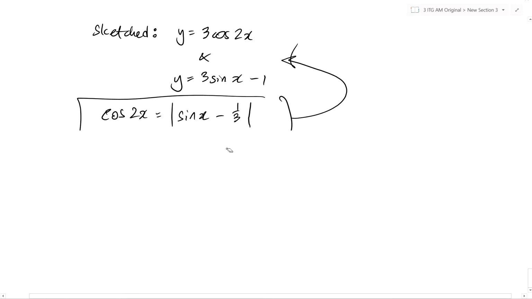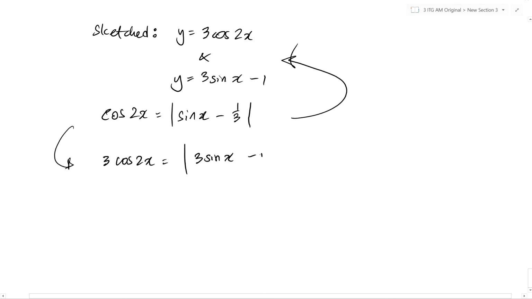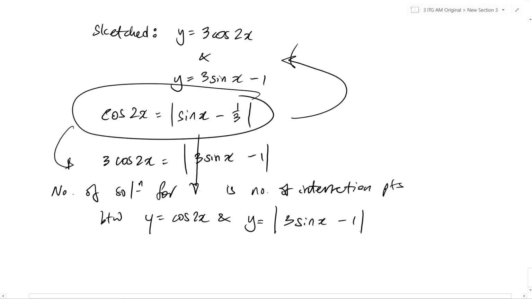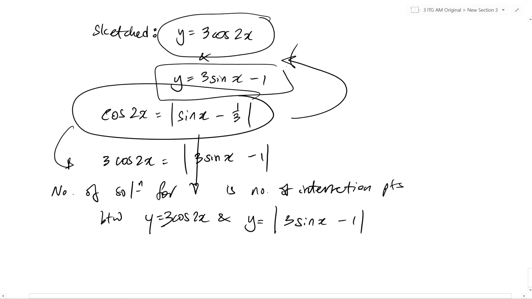So let me show you. From here, my next step, I'm going to multiply throughout by 3. So I get 3 cosine 2x equals 3 sine x minus 1. Okay so far? The number of solutions for this is the number of intersection points between y equals cosine 2x and y equals modulus of 3 sine x minus 1. Sorry, there's a 3 here. You have already sketched one of them, and the other you just flip to obtain this. Okay? So that's 18.